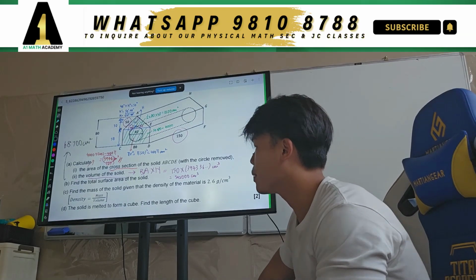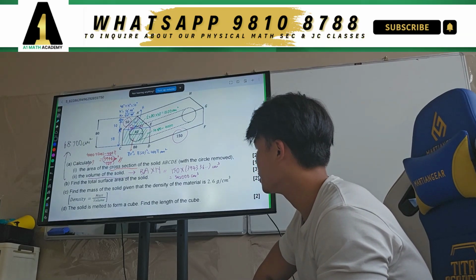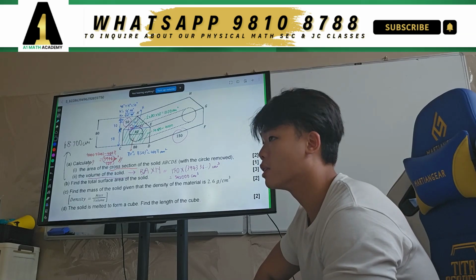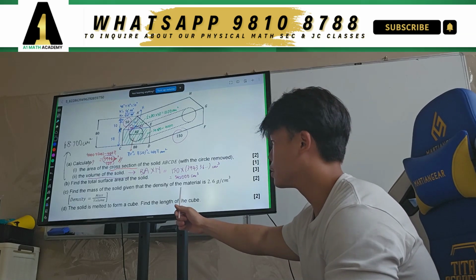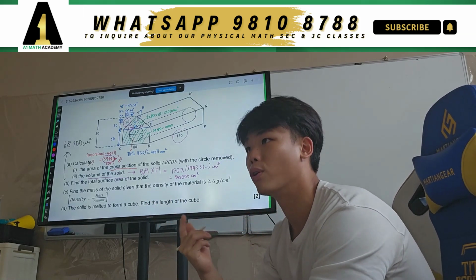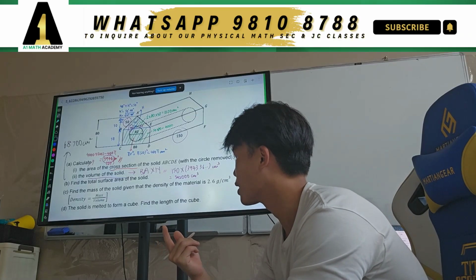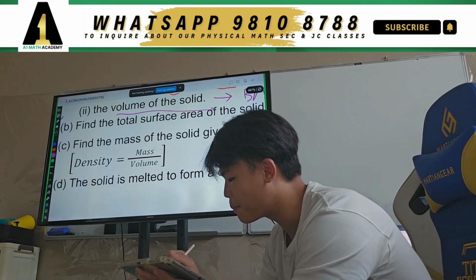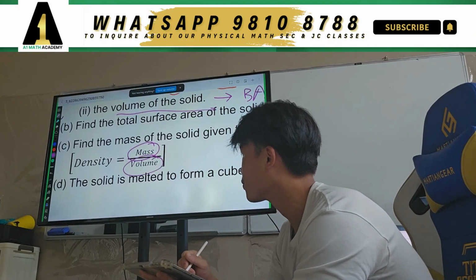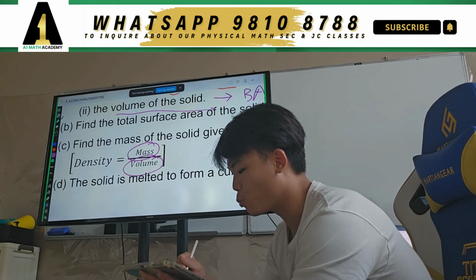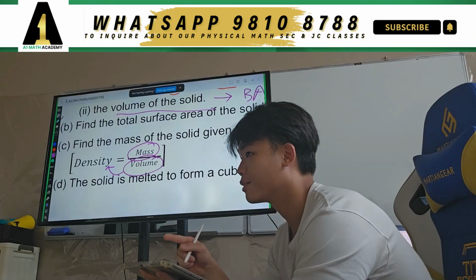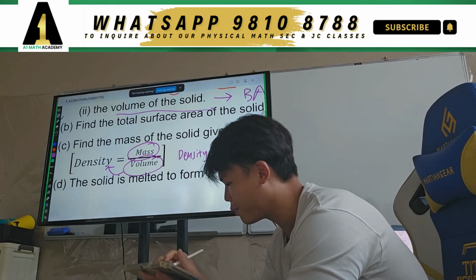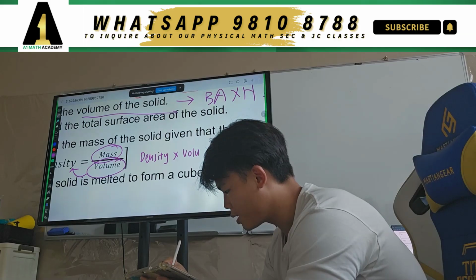Okay, for C, find the mass of the solid given that density of this is this. How do we find the mass of the solid given that density is this? Density is mass over volume, right? So how to calculate the mass? If I want to calculate mass, what do I need to do to volume? I need to bring it to the other side. So therefore density times volume equals mass.